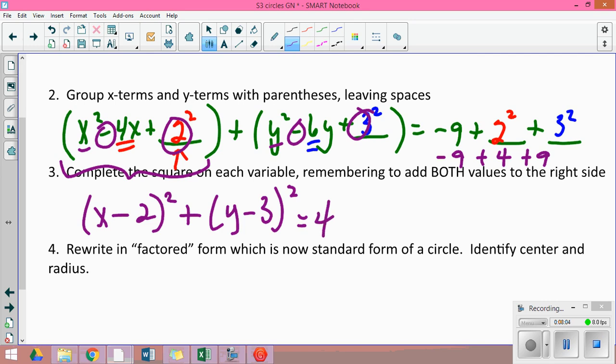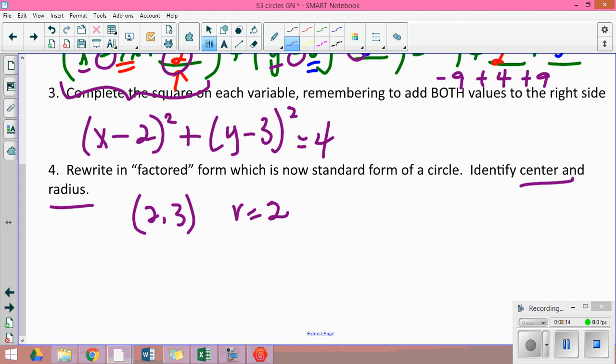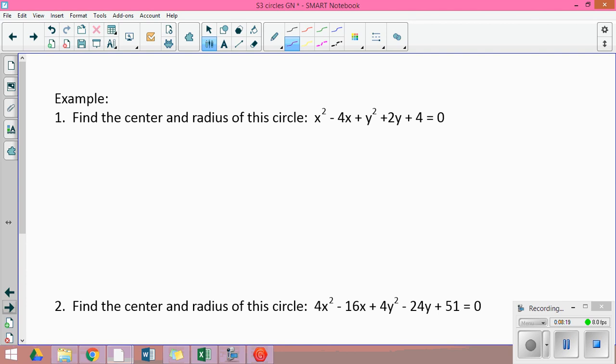So my center and radius: my center is at 2, 3, and my radius is 2. It's a pretty powerful formula. Let's try one more example.